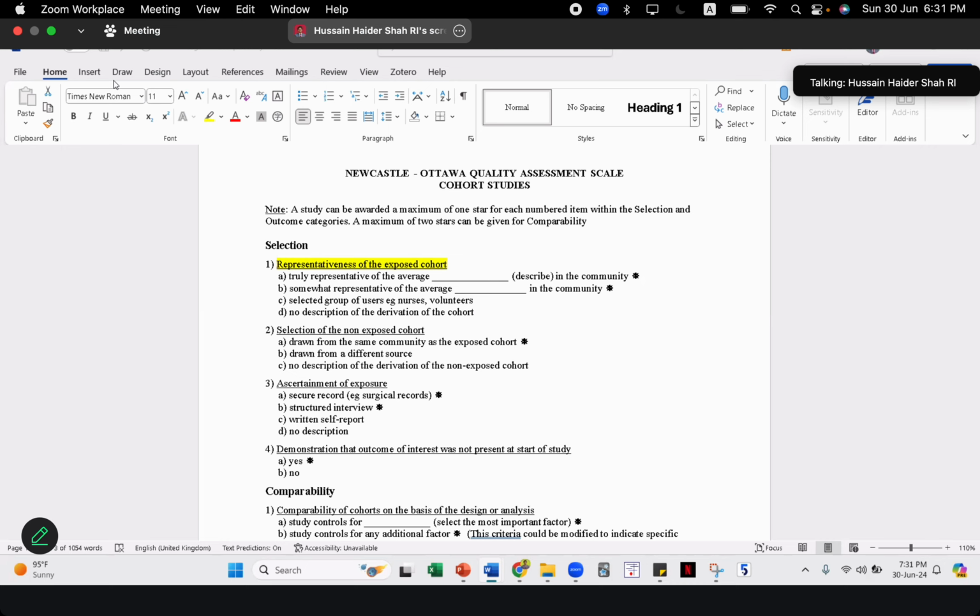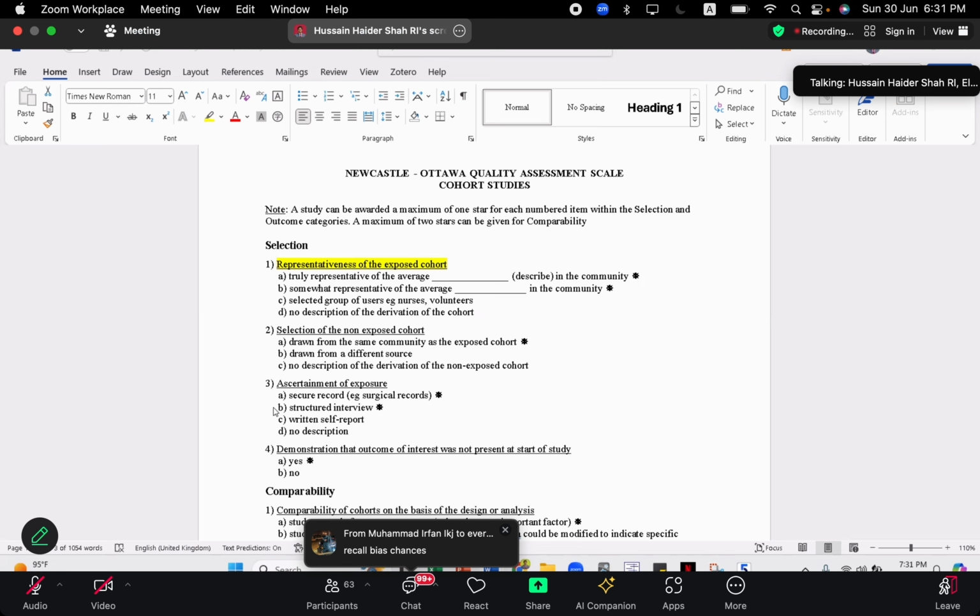Okay, Mariam has asked a very good question. Why are we giving no star if the study included a written self-report? Why aren't we giving a star to C? Because if we are following the Newcastle Ottawa scale, there is no star for option C or option D. There are only stars for option A and option B. See, Mariam, if we are following the Newcastle Ottawa scale, there is only a star for these two options, no star for this written self-report.